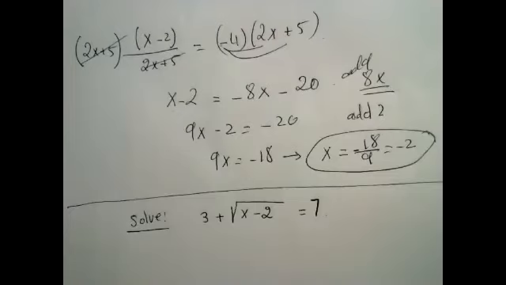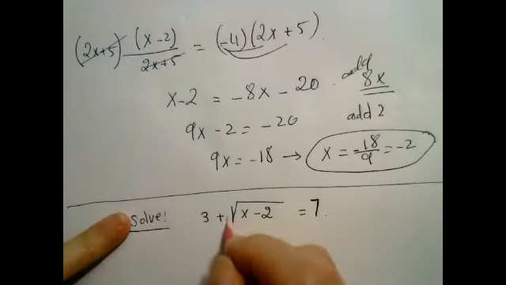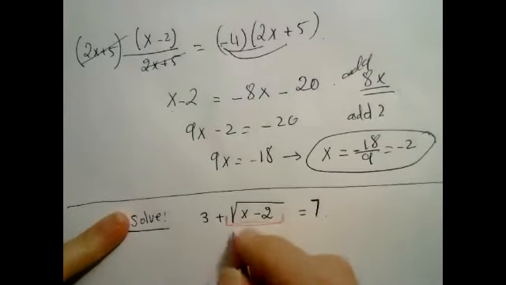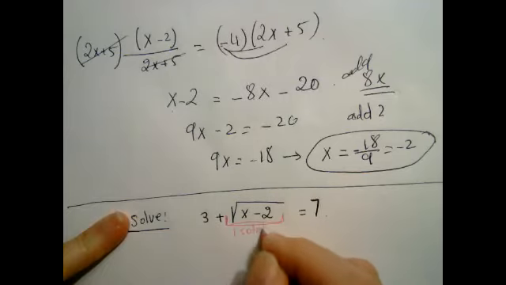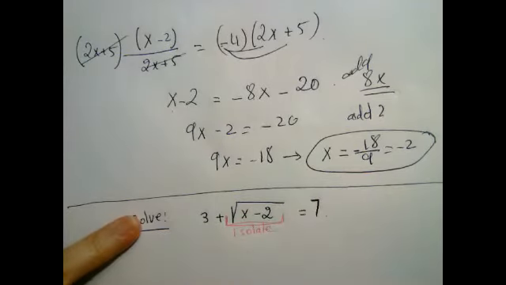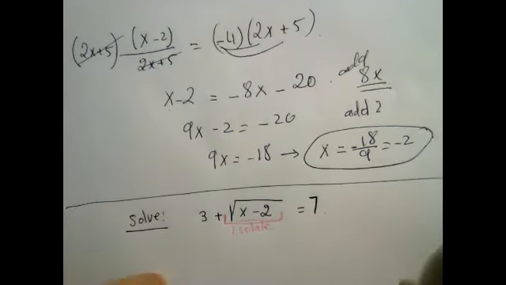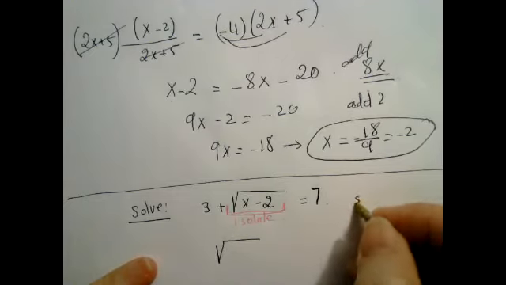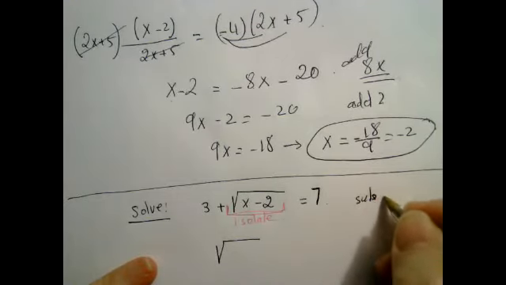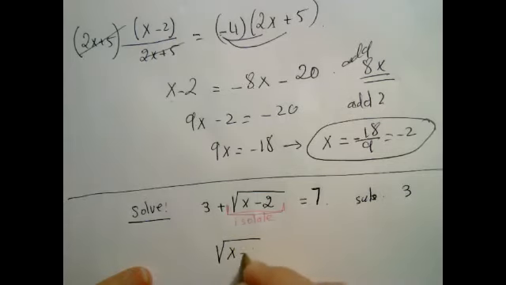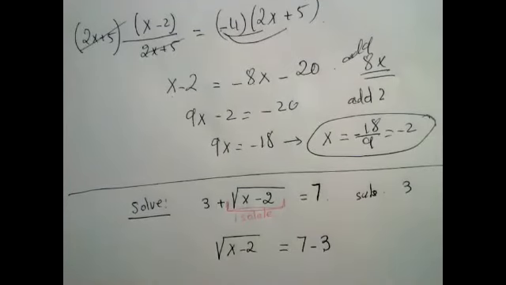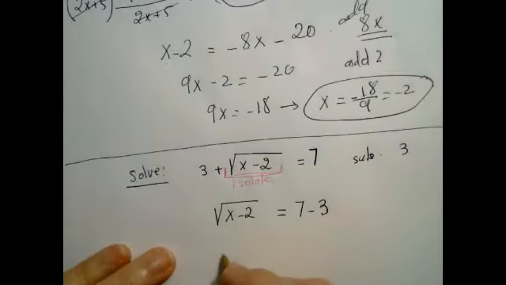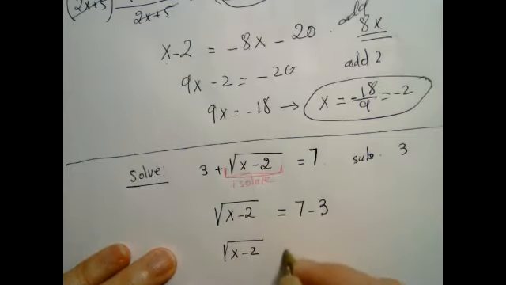Okay, I subtract 3. So the idea here is the square root bothers me, of course. We need to isolate it. So isolate. Isolate, always. So to isolate this, I have to take away 3 from both sides. So subtract 3. So this will give me 7 minus 3. All right, now it means it's going to give me a 4.